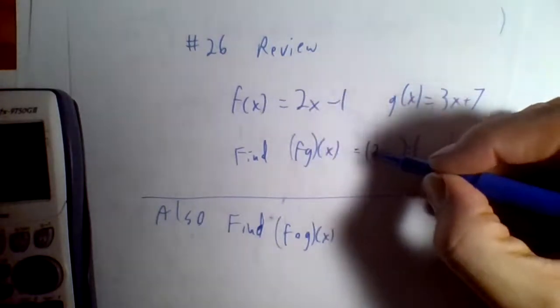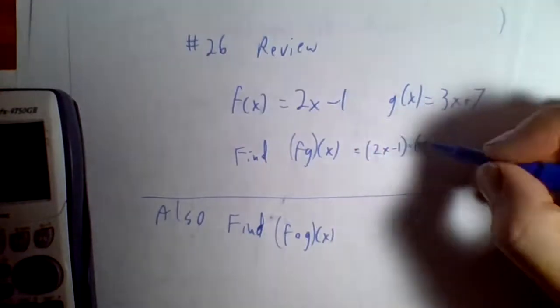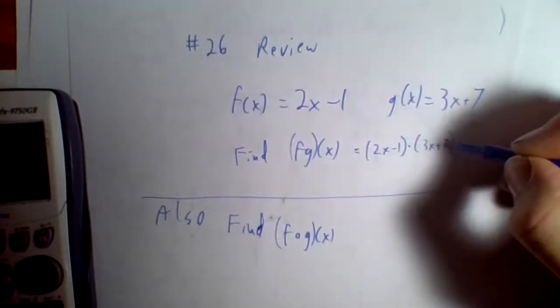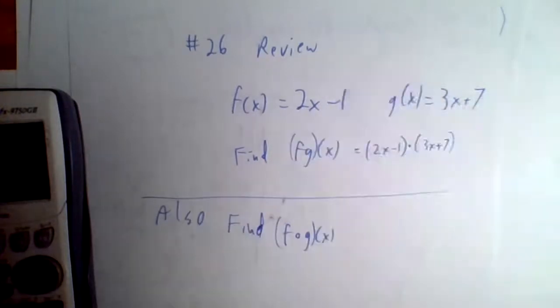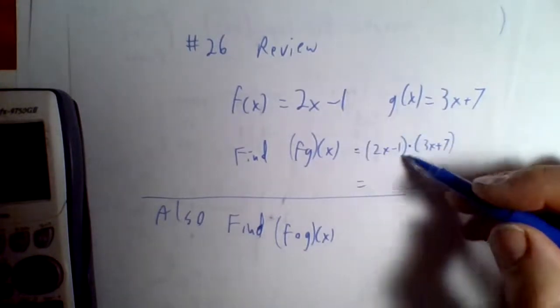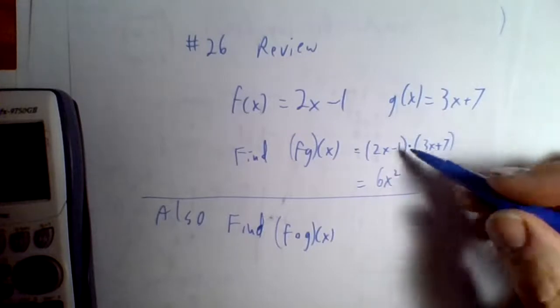So it's just doing this multiplication: 2x minus 1 times 3x plus 7. That's an expression for the function. That's the expression for this function. F times g just means multiply those expressions. So that's doing a little polynomial multiplying. Hopefully, a familiar idea.